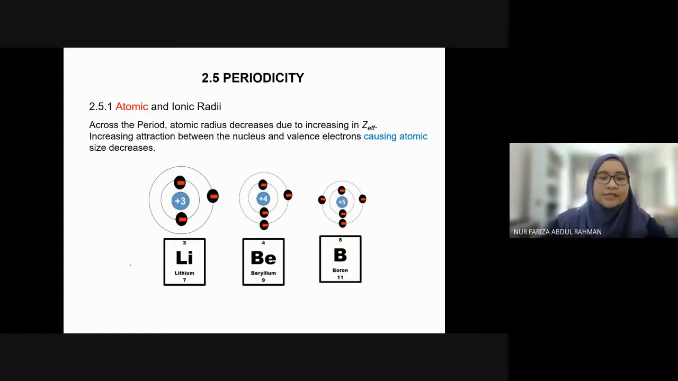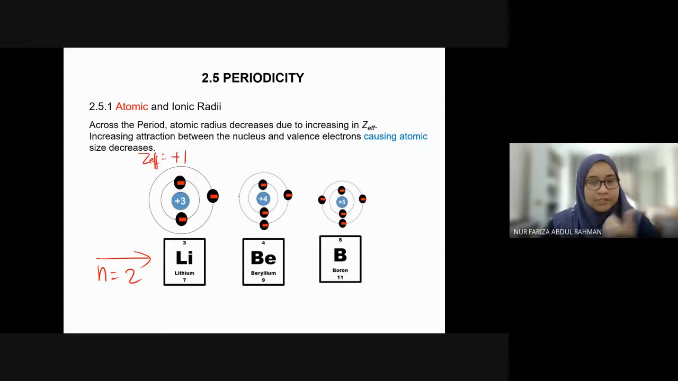So let's look at the example that we have here. So lithium, beryllium, boron. So these three elements come from the same period, which is period 2, n is equal to 2. So that's why they're across the period. Okay, all right. So try to calculate the Z effective. So Z effective for lithium is positive 1.